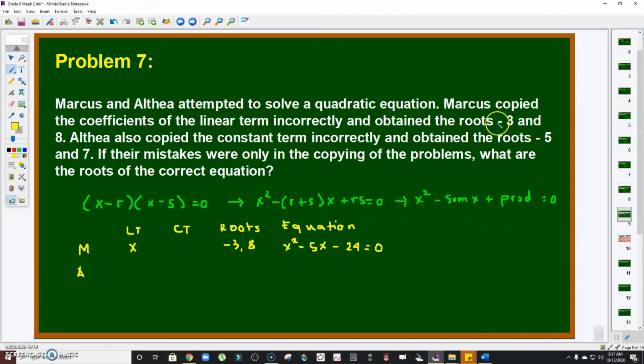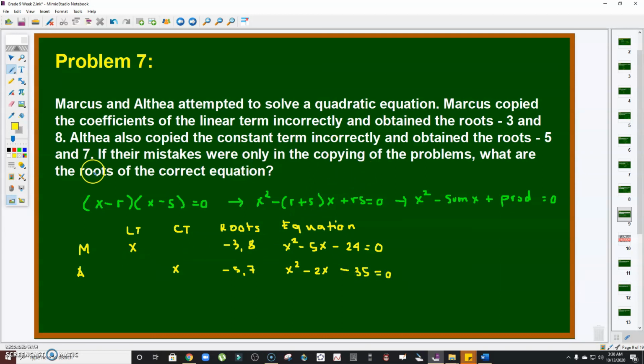Now, si Althea, ang sabi sa problem, she also copied the constant term naman, ang mali niyang kopya. And she obtained the roots -5 and 7. Same procedure, x squared minus sum. 7 minus 5 is 2. So, minus 2x. Then product, minus 35 equals 0.